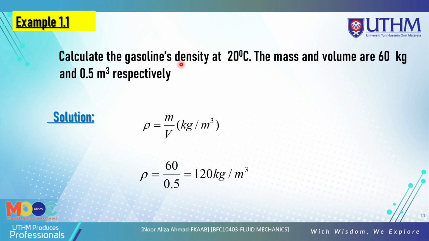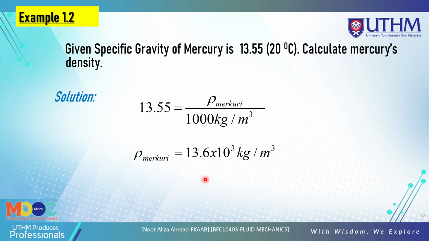Okay, calculate the gasoline's density at 20 degrees Celsius. The mass and volume are 60 kg and 0.5 meter cube respectively. So the solution for this calculation is, we know that the equation of density is equal to mass divided by the volume, based on unit kg per meter cube. So density is equal to 60 divided by 0.5 of the volume. So we get 120 kg per meter cube. So this is the example for calculating the gasoline density.